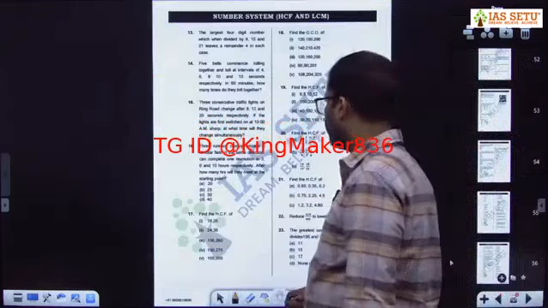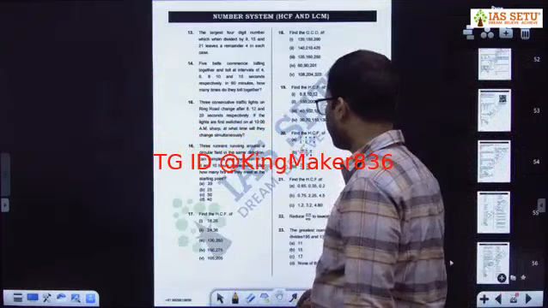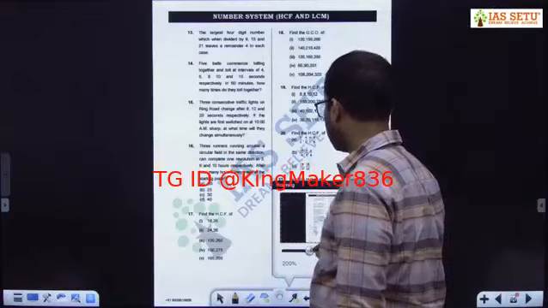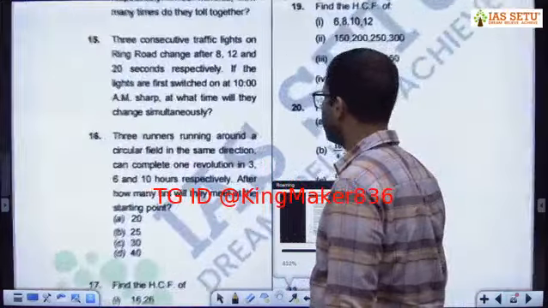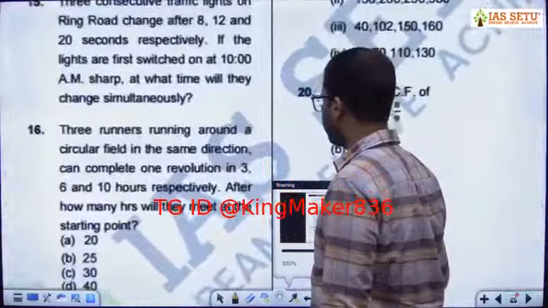Question number 15. Three consecutive traffic lights on Ring Road change after 8, 12 and 20 seconds respectively. If the lights are first switched on at 10 a.m. sharp, at what time will they change simultaneously? So there are 3 lights. They change after 8, 12 and 20 seconds respectively.